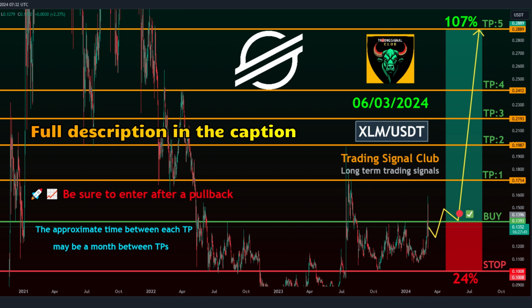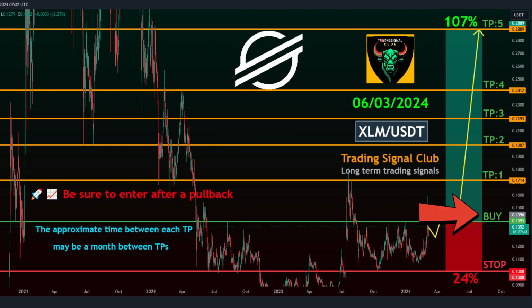Entry levels. Safe entry point, 0.1393 to 0.1456. Take profit targets. Target 1, 0.1714. Target 2, 0.1987. Target 3, 0.2193. Target 4, 0.2412. Target 5, 0.2889.